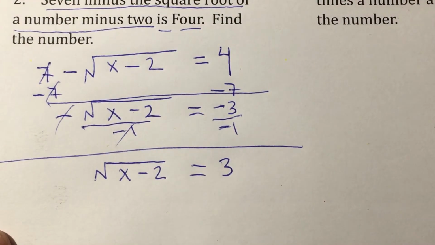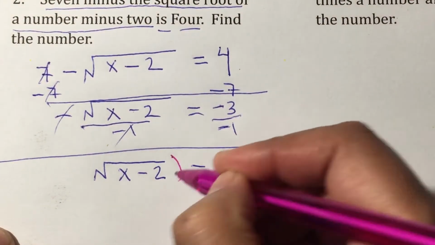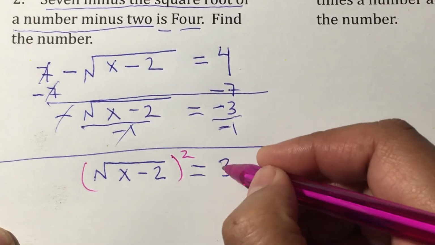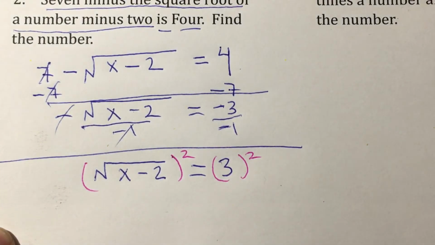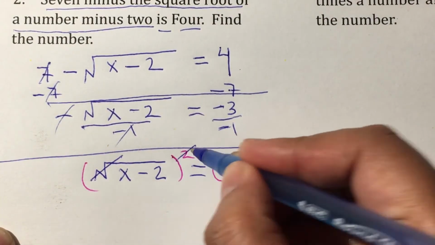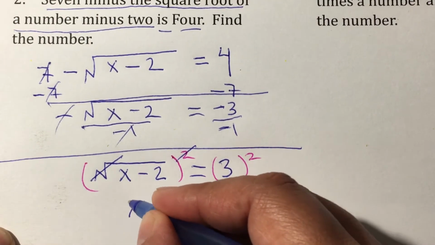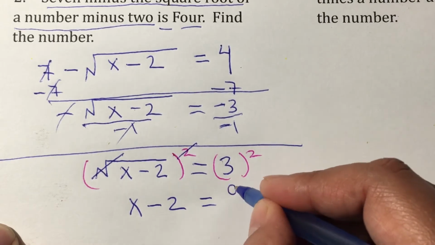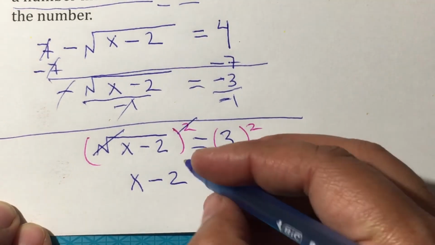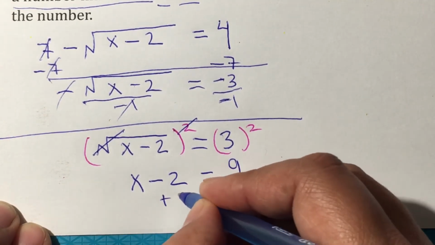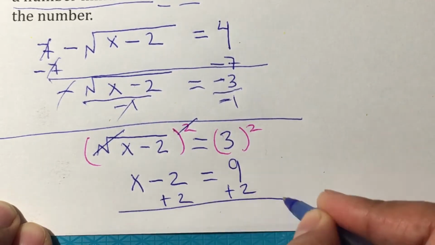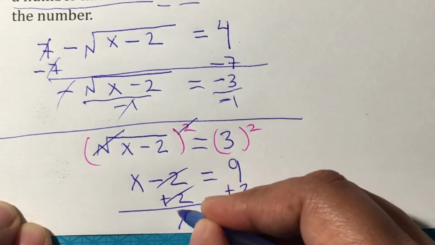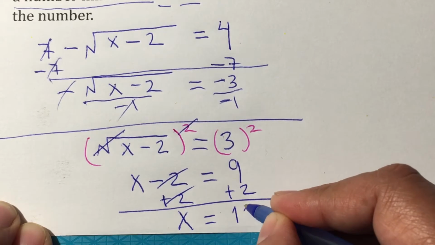Now we're going to get rid of that radical or square root by squaring, but if I do it on one side, I have to do it on the other side. This square root cancels with the square, and so we get x minus 2 equals 3 squared is 9. Finally, if I'm subtracting, the opposite is to add 2, and x is equal to 11.